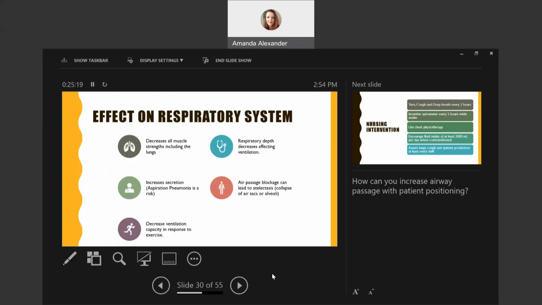The respiratory depth might be decreased, affecting their ventilation. Their air passages could be blocked if they're not able to cough and deep breathe appropriately. And ventilation capacity in response to exercise will also decrease. In order to increase airway for a patient, one of the things we want to consider is placing them in the semi-Fowler's or high Fowler's position.